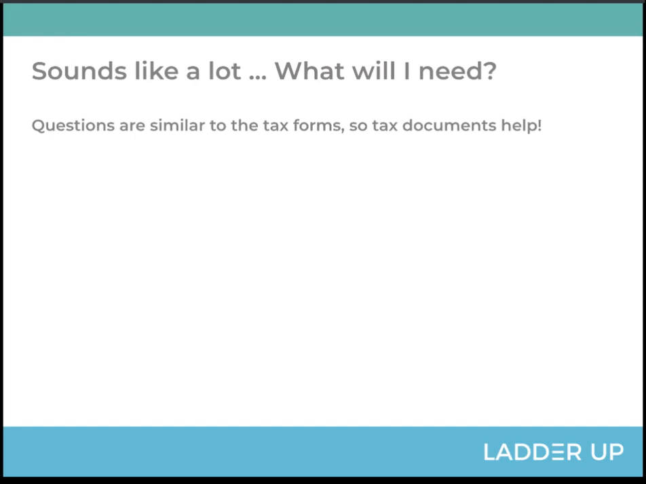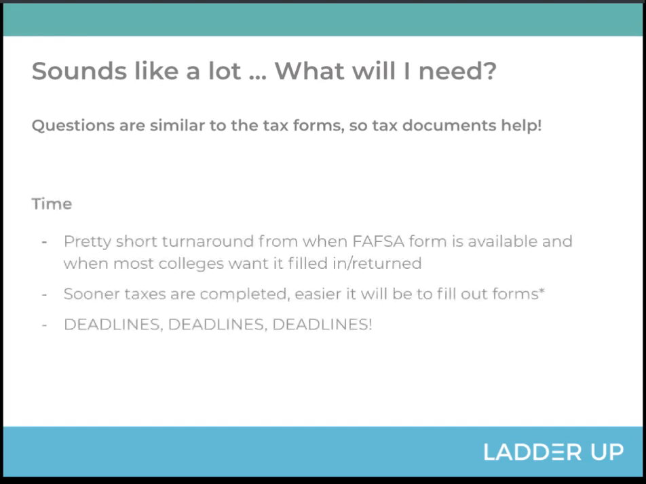Families should use their prior-prior year tax information to complete the FAFSA instead of the prior year's tax information, especially if things haven't changed dramatically in your family's financial situation. So in other words, use the 2019 tax information to complete the 2021-22 form. This allows you to file the FAFSA before filing your previous year's taxes.